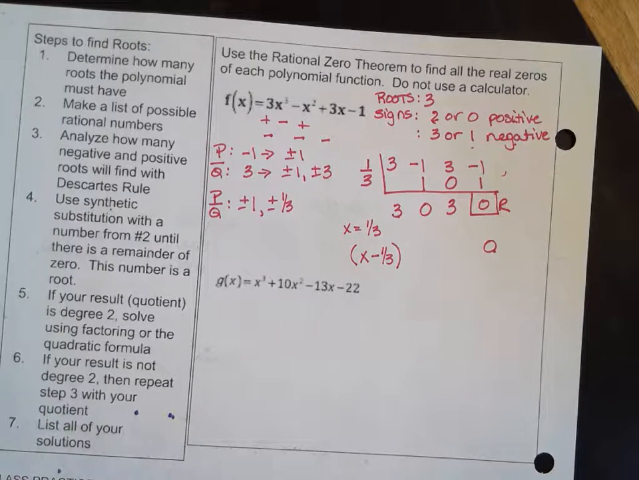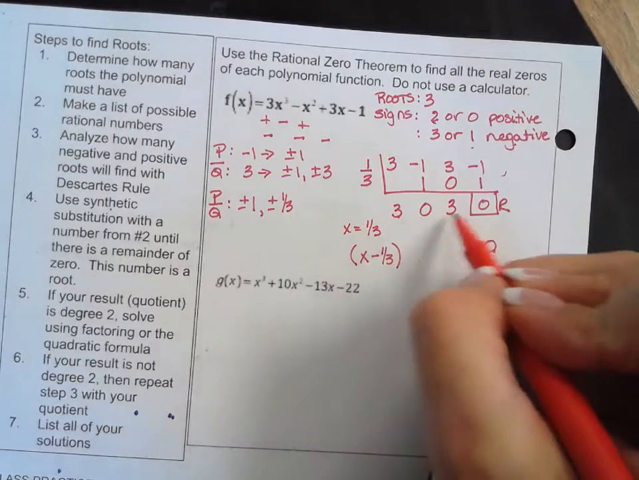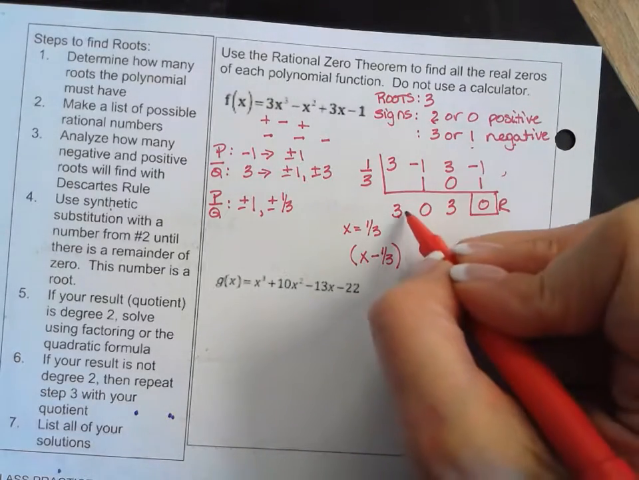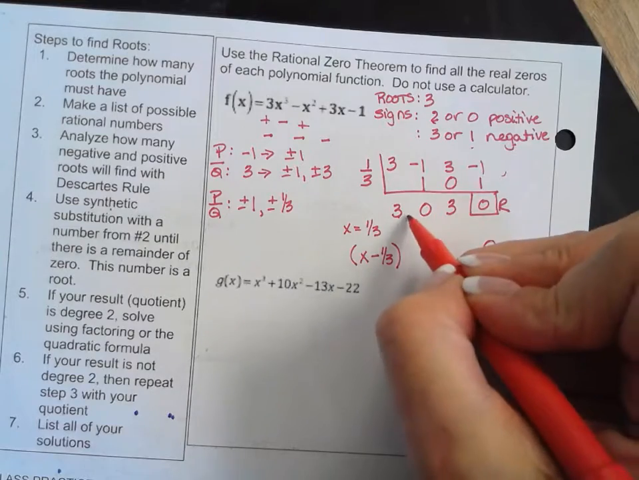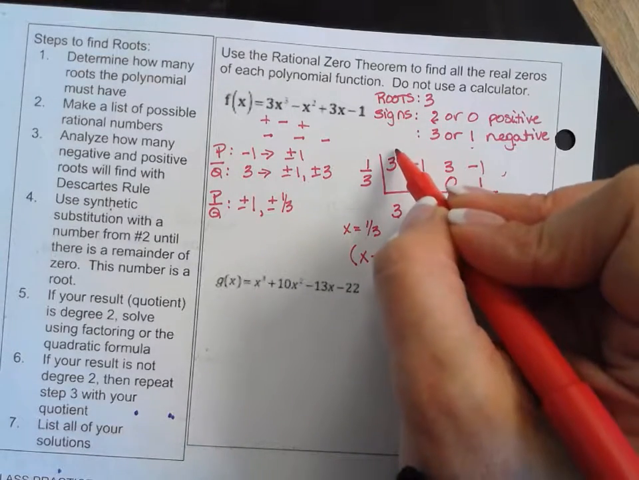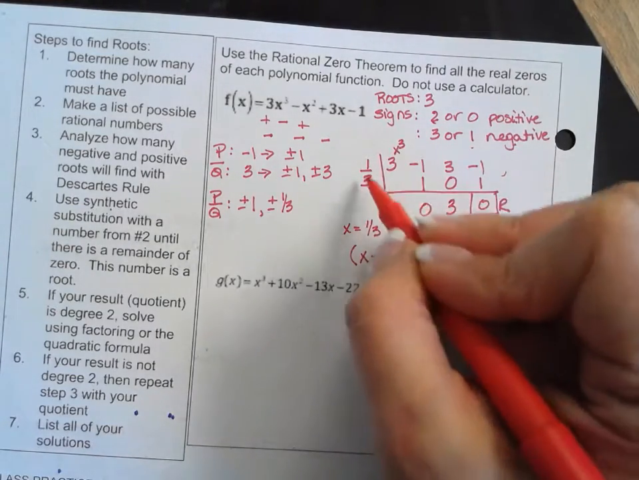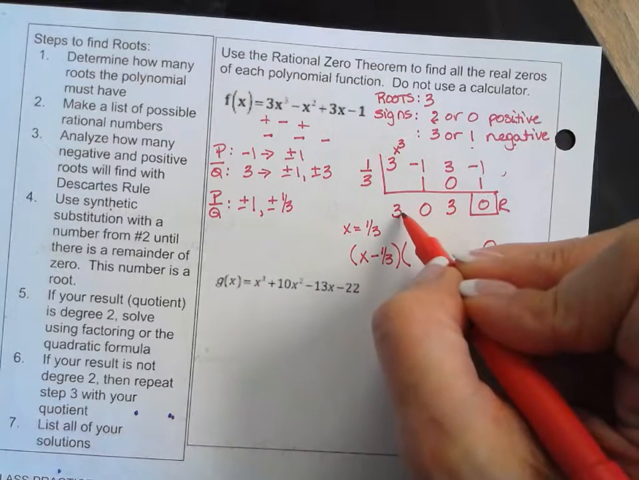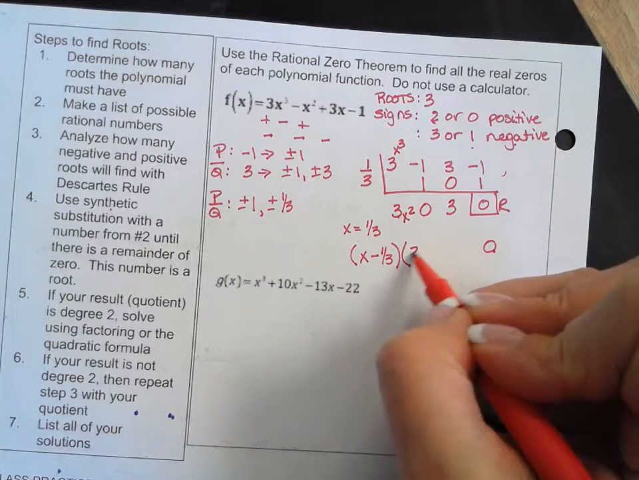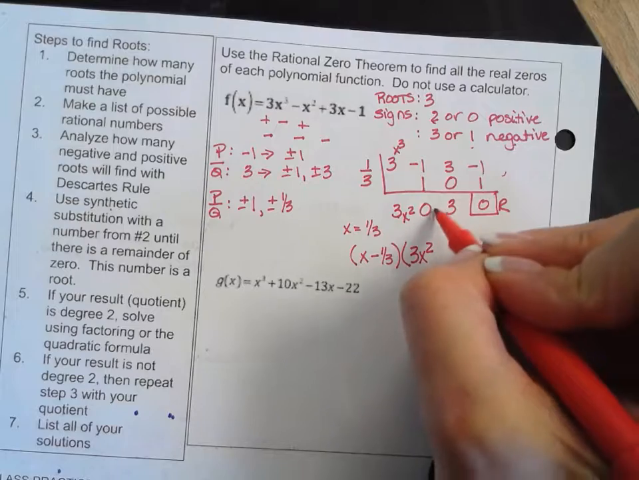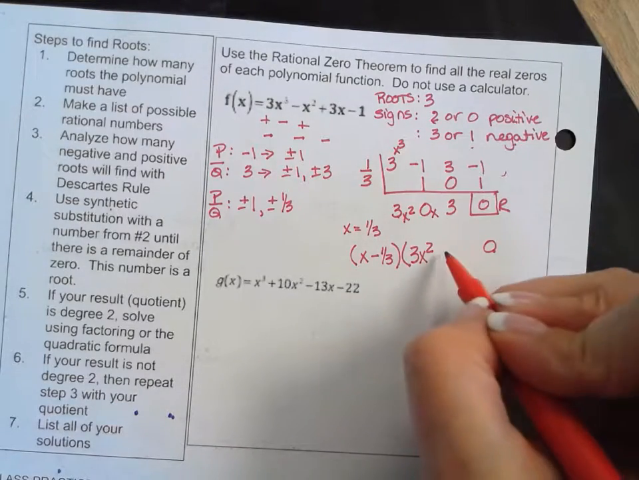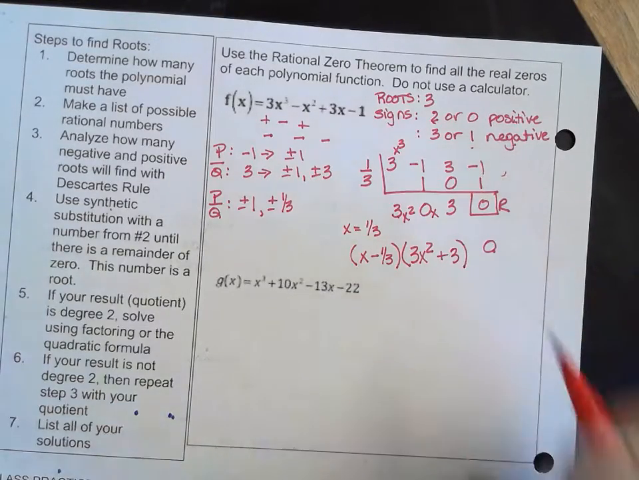All right. Then, the nice part about the synthetic is that since I started at x cubed and I divided out an x, that means I now am at x squared. I don't have an x, and I'm at a positive 3.